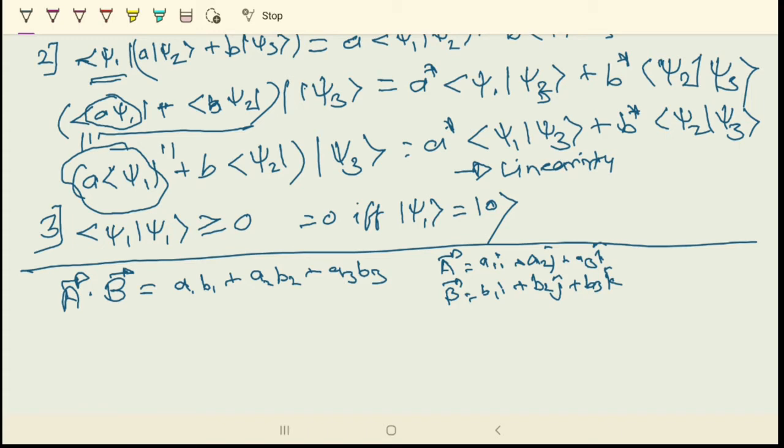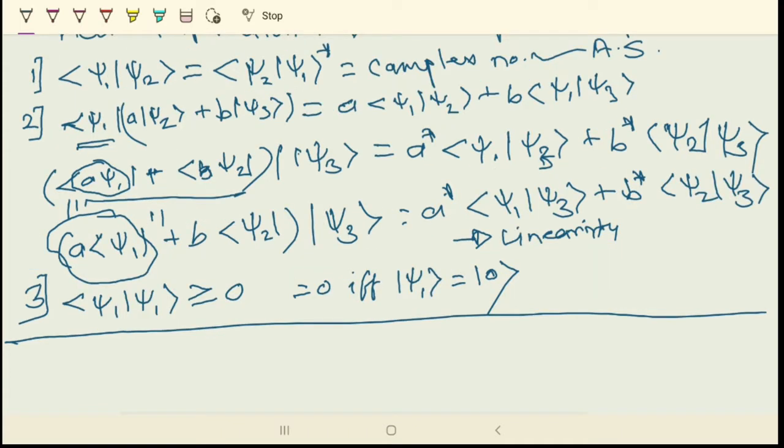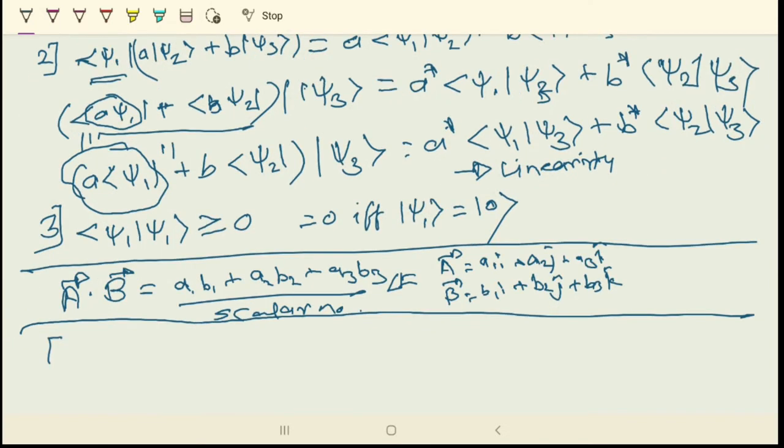Here, what we have done is just take the components of these vectors and add them together. This gives me a scalar number, and it satisfies all three properties, so it qualifies as an inner product. Now let's consider a vector space of matrices. Let's say I am going to consider 2x2 matrices.